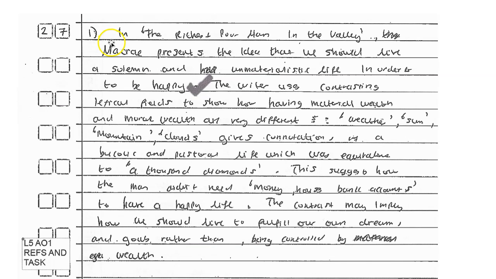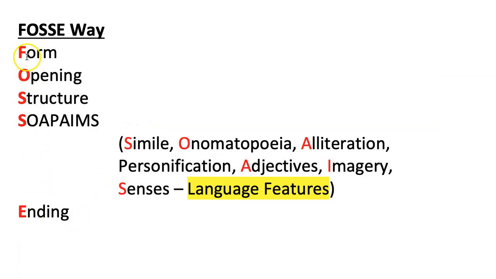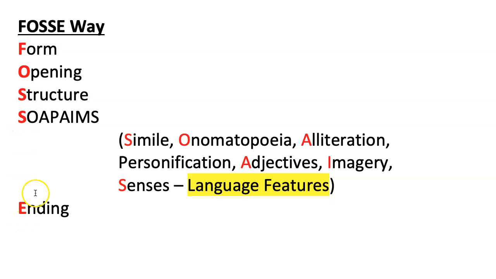Let's look at the beginning to show you what I mean. And by the way, it helps not to know the poem, because this will force you to think about what Sanjay is doing, how he is applying the FOSSE way. "In The Richest Poor Man in the Valley, McCrae presents the idea that we should live a solemn and unmaterialistic life in order to be happy." Now the examiner's given that a big tick because Sanjay has started off with the writer's point of view. And as you know, I always encourage you to write a thesis statement. So I should make clear in the FOSSE way, every time you write about anything in the poem, you always come back to the writer's point of view.